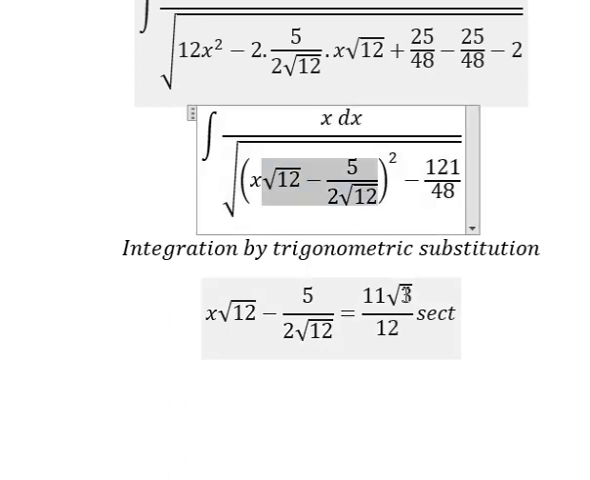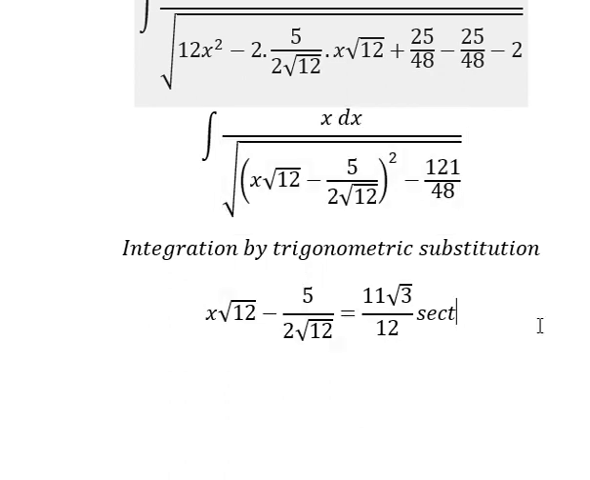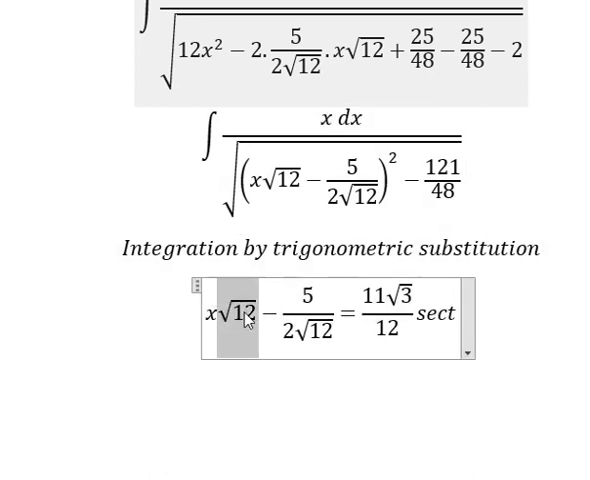have 121 over 48 secant of t square. So 121 over 48 we can do about factorization in here. Secant of t square minus 1 we change for tan t square, and later that we simplify the square root and ds.